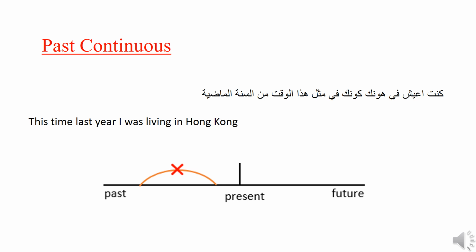In this example here, the timeline chart represents past continuous. "This time last year, I was living in Hong Kong." You can understand here, the action of living started at a specific point in the past, and also it ended at a specific point in the past. Still, we have a kind of duration, which refers to the continuous aspect.